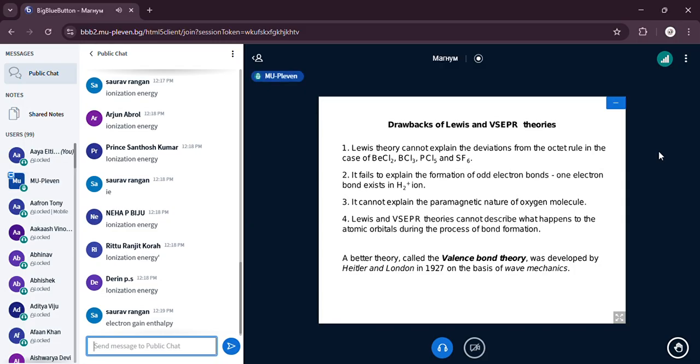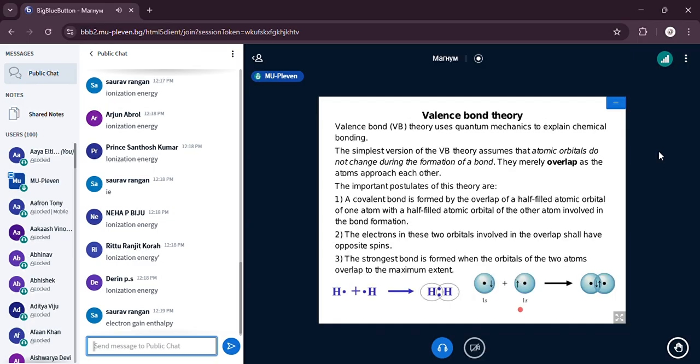The next theory we will discuss is valence bond theory, which was developed by Heitler and London. This theory is developed on the basis of quantum mechanics.